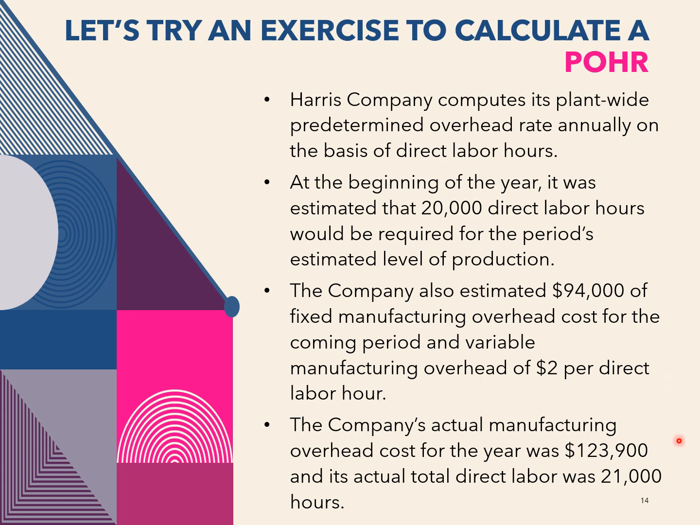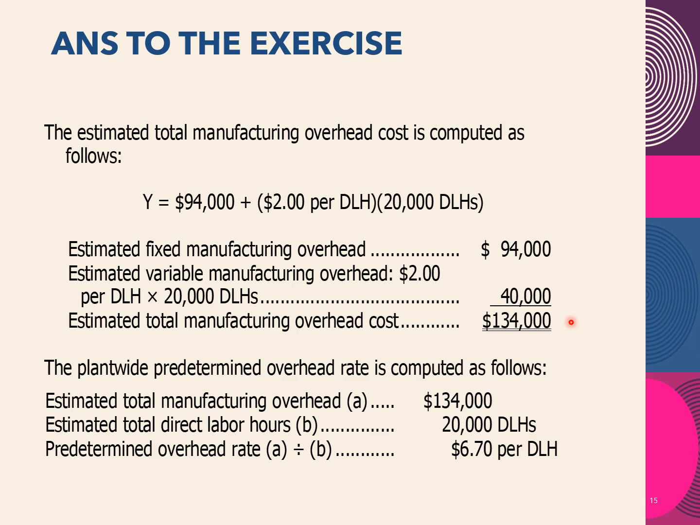The company's actual manufacturing overhead cost for the period was $123,900, and its actual total direct labor was 21,000 hours. Please, based upon this information, calculate a predetermined overhead rate. Here is the answer to the exercise.